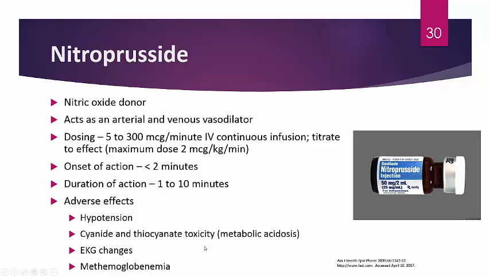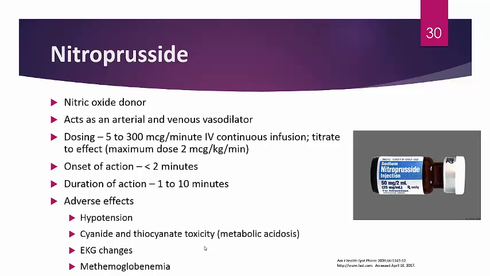And the last intravenous agent that we'll discuss is Nitroprusside, which we've already discussed with ADHF. It acts as a nitric oxide donor and an arterial and venous vasodilator. It's dosed as a continuous infusion between 5 to 300 mics per minute, and it's titrated to effect with a maximum dose of 2 mics per kilo per minute. So again, watch your patient's weight, because that might actually dictate your maximum dose. Its onset of action is less than 2 minutes with a duration of action between 1 to 10 minutes.